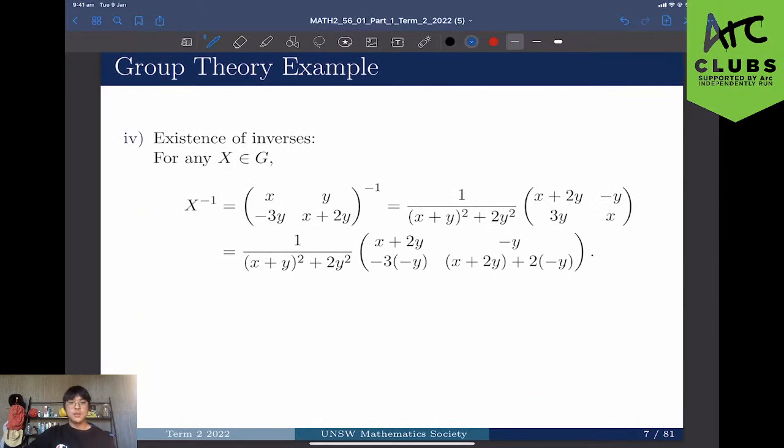And we need to show that the inverse is also in G. So since we have an element, a matrix x in G, we need to show that the inverse is also in G. So we just start off by calculating what the actual inverse is. To calculate the inverse of a 2 by 2 matrix, we do 1 over the determinant. We calculated this before, so this here is 1 over the determinant. And we flip these values and apply a negative to these values.